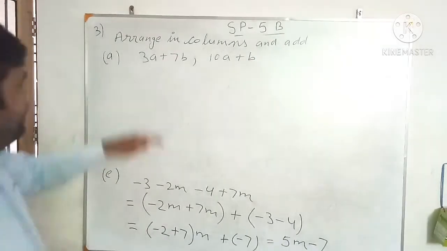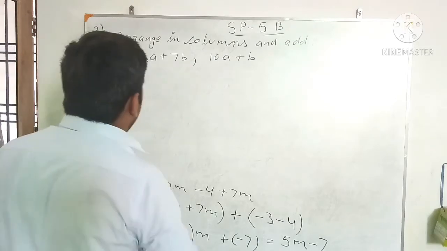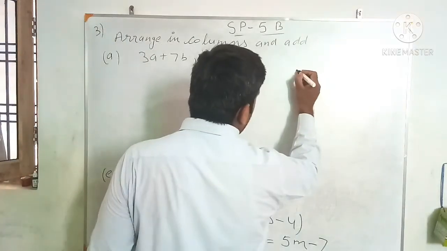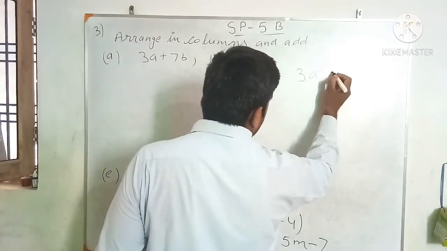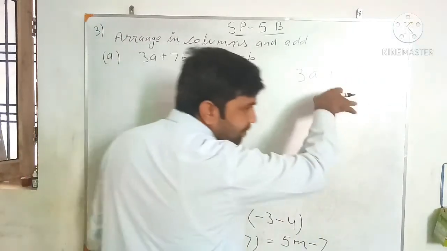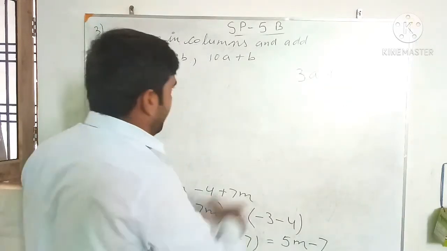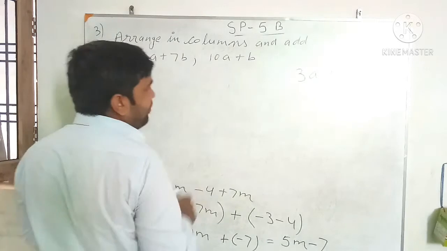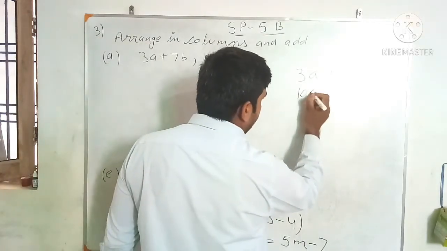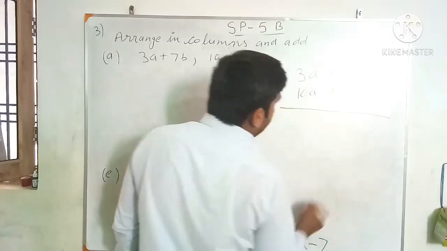So first we have to arrange this in column. See how we arrange in the column. Arranging in the column means first we write the first polynomial 3a plus 7b, and next we write the second polynomial just below the first polynomial: 10a plus b. Now do the addition.